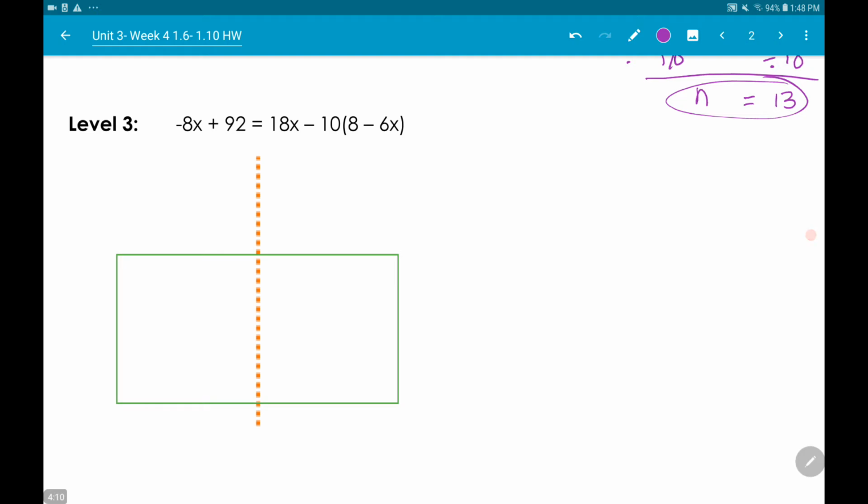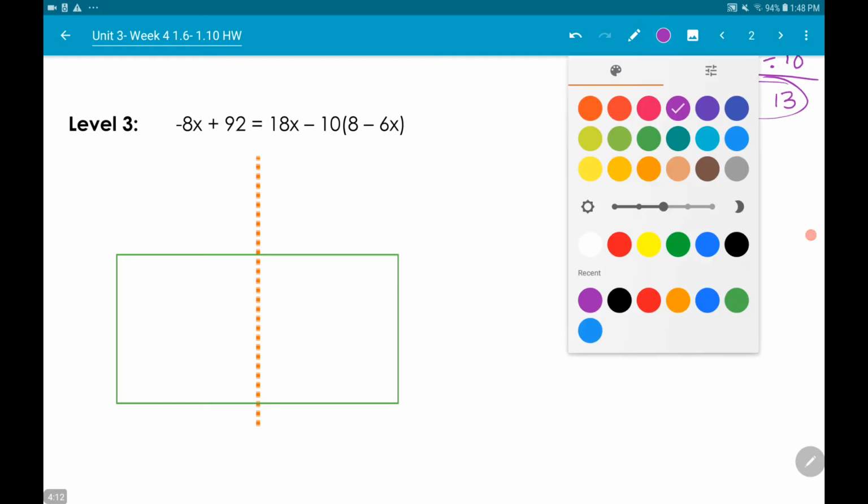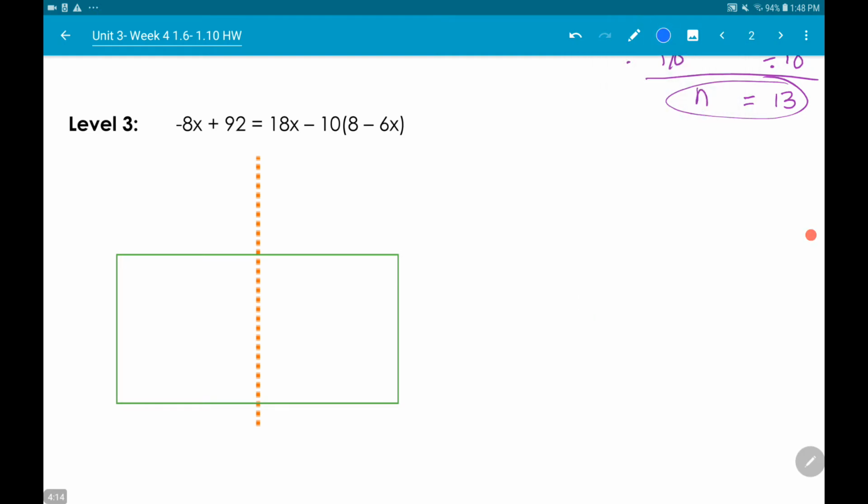All right, last one, same thing. I start with my distribution. Now look at where my parentheses are. What am I distributing here? I'm only distributing the negative 10 because that's what's touching the parentheses. So negative 10 is going to go with this 8. And then again, negative 10 is going to go with the negative 6x.